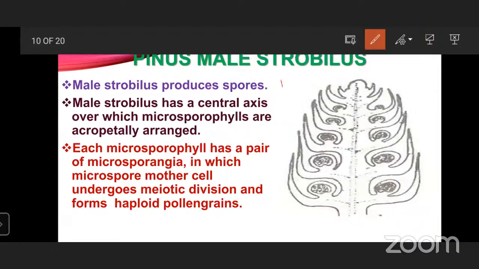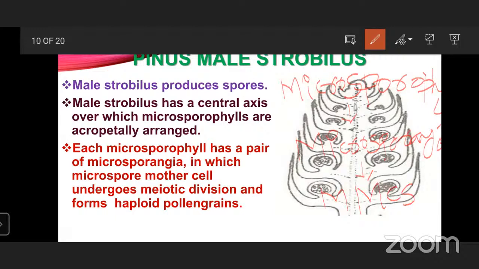So first, the microsporophyll. The microsporophyll consists of microsporangia. Inside the microsporangia, microspore mother cells are there. They are popularly called MMCs. MMCs means microspore mother cells. These microspore mother cells divide meiotically.